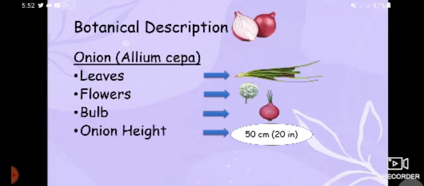The bulb is protected by a membrane which turns into a papery coat. Onion plants can reach a height of 50 centimeters or 20 inches and are grown as annual, harvested after one growing season. The origin of the onion has not been conclusively determined, although it is likely to be somewhere in Southeast Asia where the gene pool is most diverse.